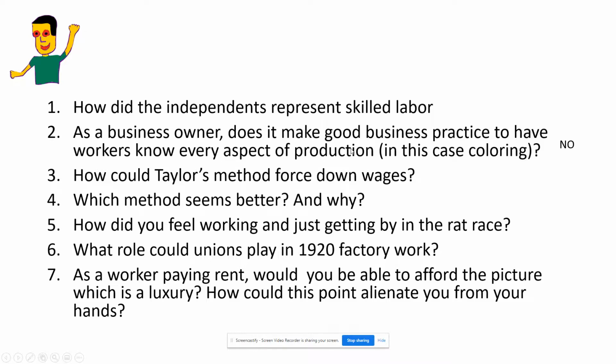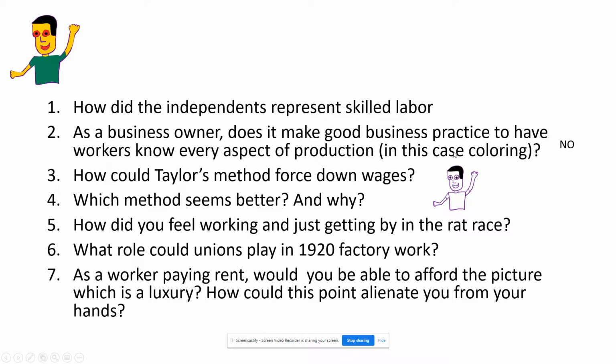As a business owner, does it make good business practice to have workers know every aspect of production? I would say no. Why? If we're talking about you just coloring this black section here and the eyes, that's just one phase of the production. If you knew all phases of production, the yellow, the green, and all of that stuff, you probably could go into business on your own and be my competitor.